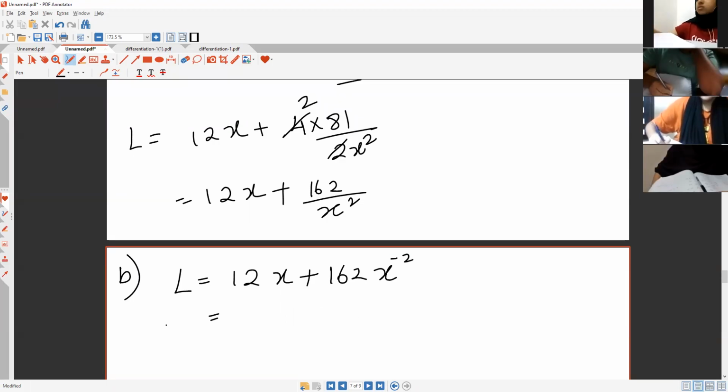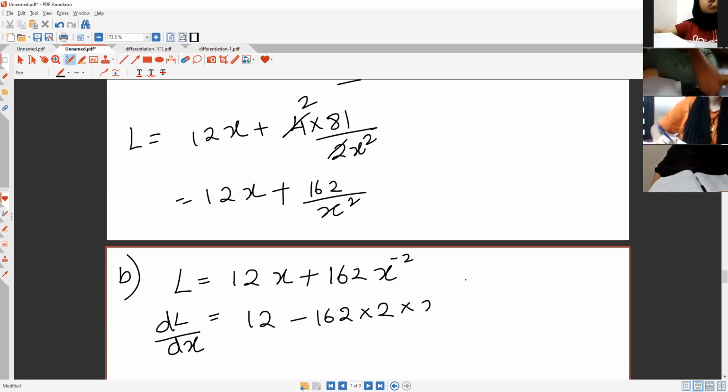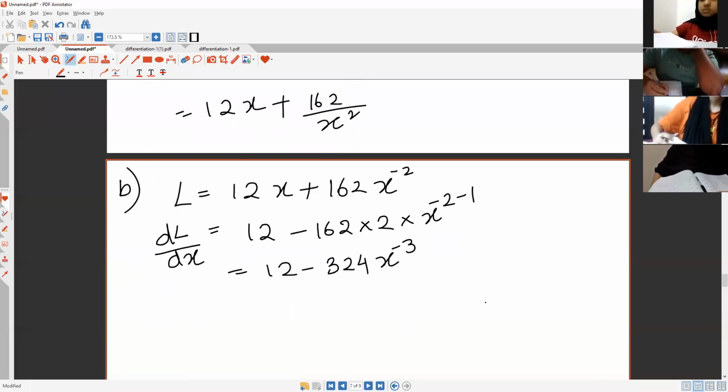So how do I differentiate this? It's going to be dL by dx. That is going to be 12 minus 162 multiplied by 2 into x raised to minus 2 minus 1. So it's going to be 12 minus 162 multiplied by 2, that is 324, x raised to minus 3. Clear? If I want to find the minimum value, it has to equal 0. So 12 is equal to 324 over x cubed.